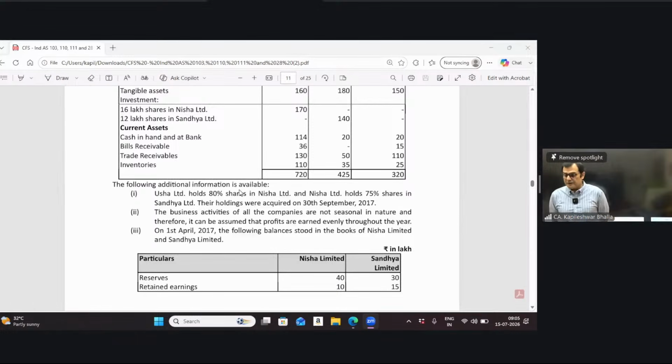The business activities of all the companies are not seasonal in nature, and therefore it can be assumed that the profits are evenly earned throughout the year. I think that goes without saying. Even if the question is silent, you can always presume, unless mentioned otherwise, the profits are earned uniformly throughout the year. Then he says on 1st April 17, the following balances stood in the books of Nisha as well as Sandhya.